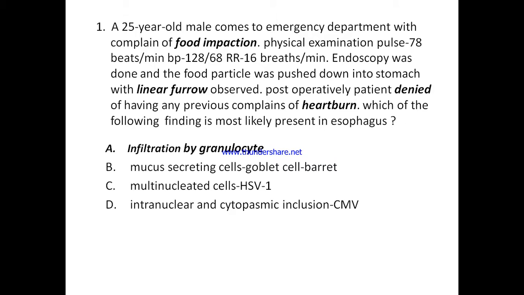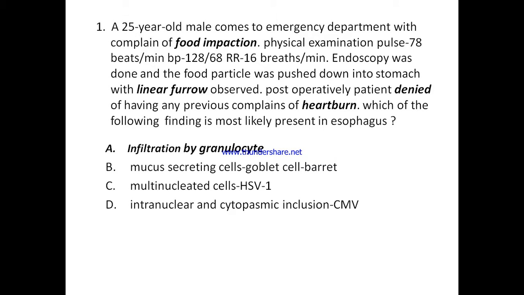So the answer says infiltration by granulocyte. Now you might think that granulocytes can be neutrophils, basophils or eosinophils, but the point over here is to answer with the best possible option present in the question. Eosinophil is actually a kind of granulocyte, so that is what I'm getting at. Now let's see the other options mentioned.